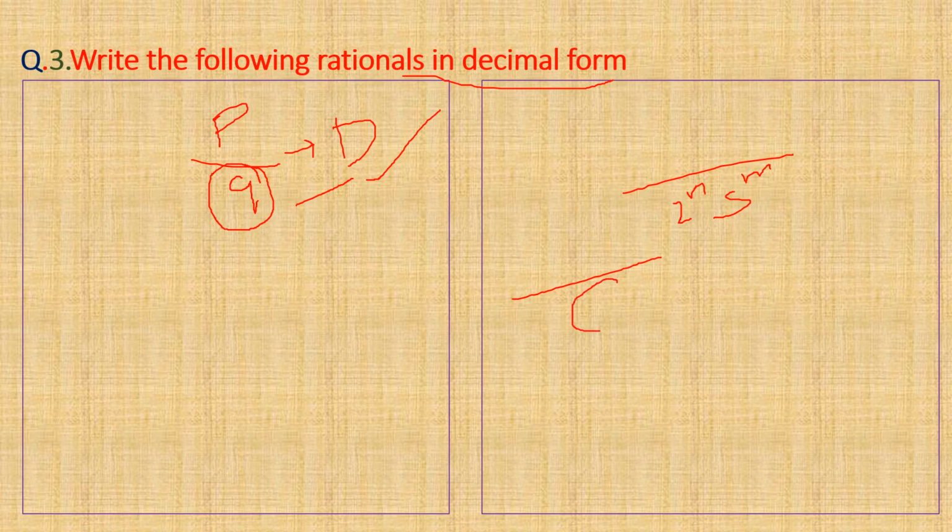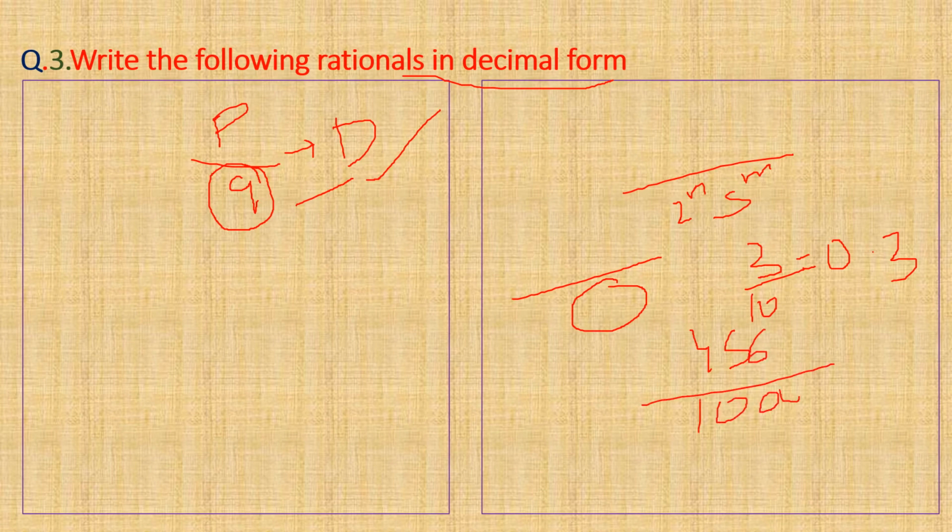How will we get the decimal? Suppose I gave 3 by 10. 3 by 10 means I can write 0.3, right? Suppose I gave 456 by 1000, or 10,000 if I give here. Simple, children, don't confuse where to put the decimal. Write the numerator as it is, 456. Here you count how many zeros are there: 1, 2, 3, 4. 4, right?